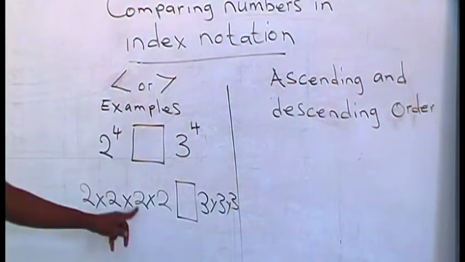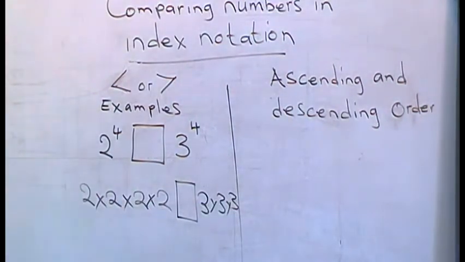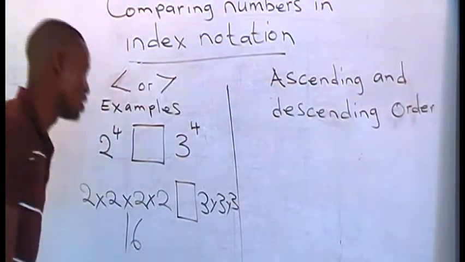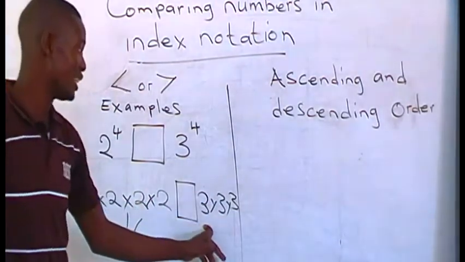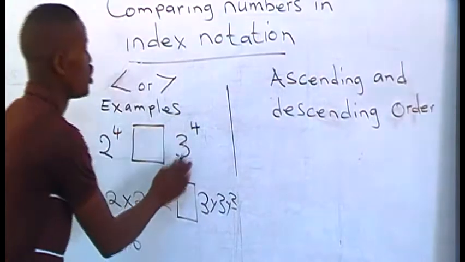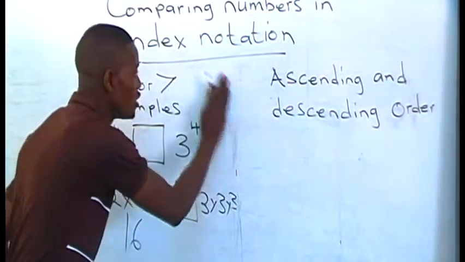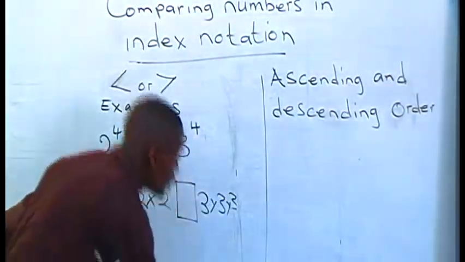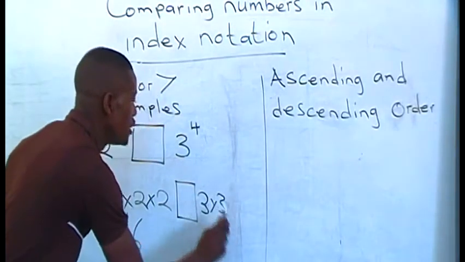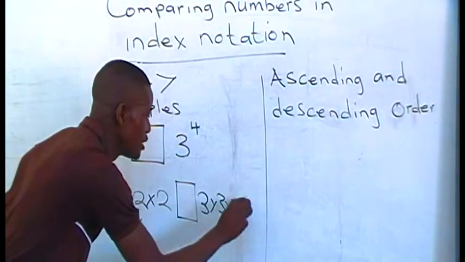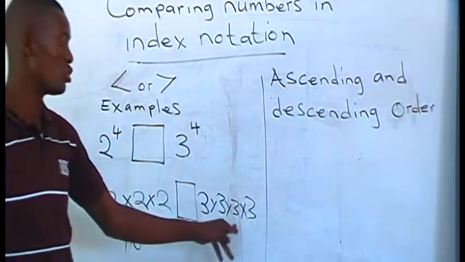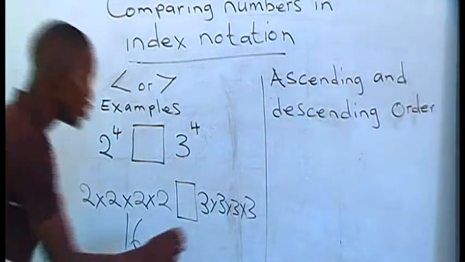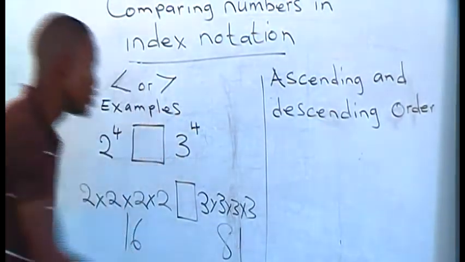What is 2 times 2 times 2 times 2? 2 times 2 is 4, times 2 is 8, times 2 is 16. So this side we have 16. Let's work it out on the other side. This 3 should go up to 4 times because it is 3 to the power 4. So it is 3 times 3 times 3 times 3. 3 times 3 is 9. 9 times 3 is 27. 27 times 3 is 81. So on the other side, we are going to have 81.